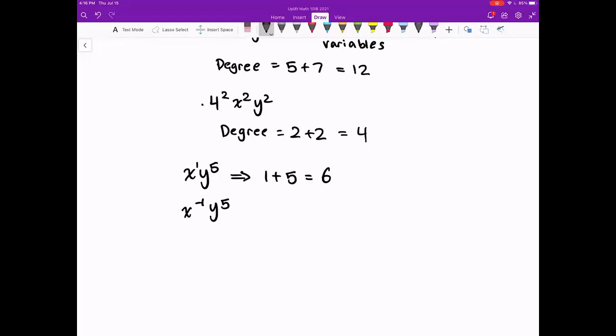No, it wouldn't actually be a term. That was a trick question. So this is actually not a term. We only talk about degrees when we refer to terms. Okay. So not a term.